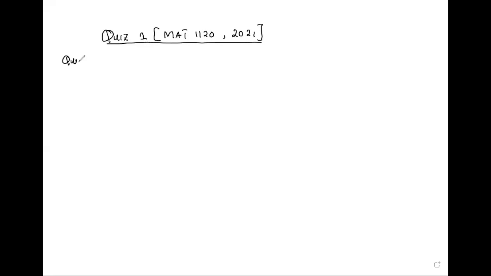We are now on question 3. Question 3a. So we're given z1 is equal to 1 minus I, z2 is equal to negative 1 plus root 3I. Find z1 over z2. This is 1 minus I over negative 1 plus root 3I.